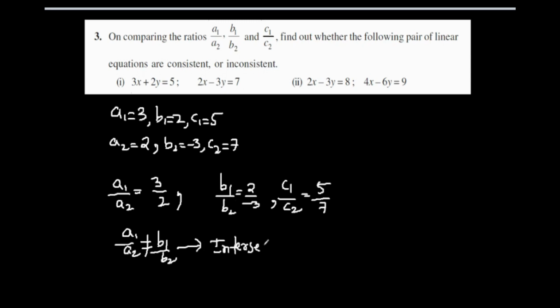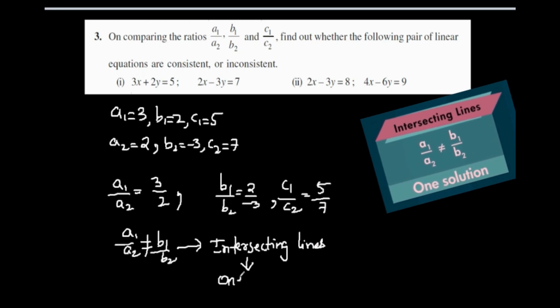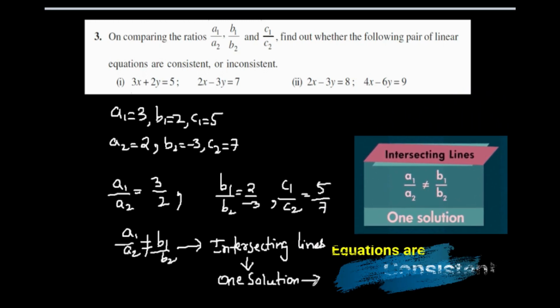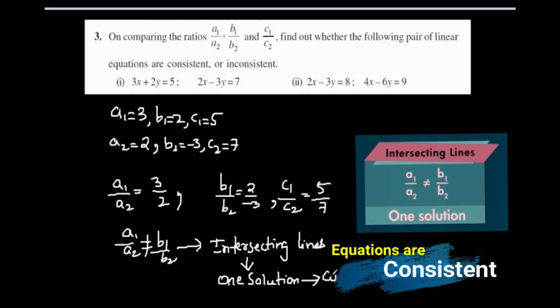This is the condition for intersecting lines. If the lines are intersecting, they have one solution. And if there is one solution, therefore the lines are consistent.